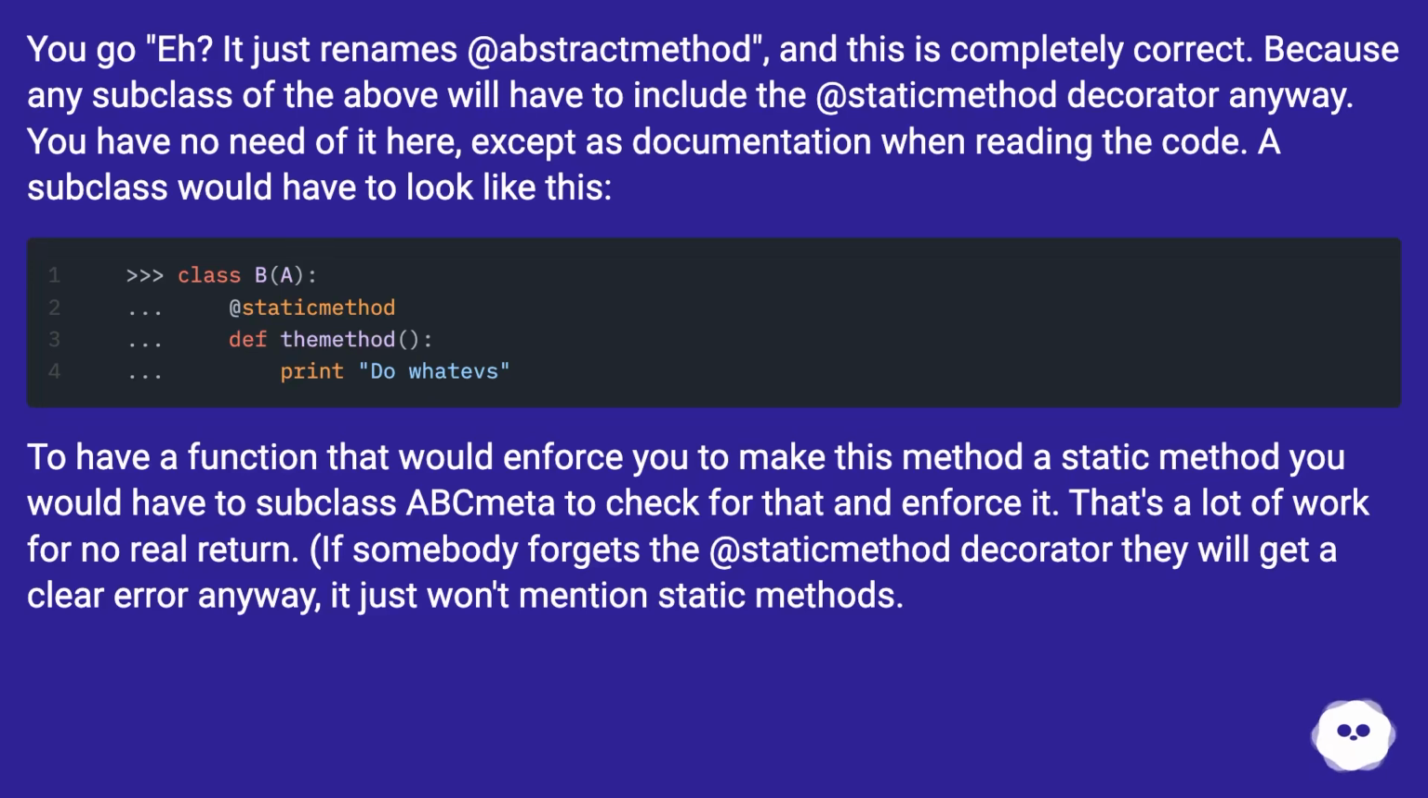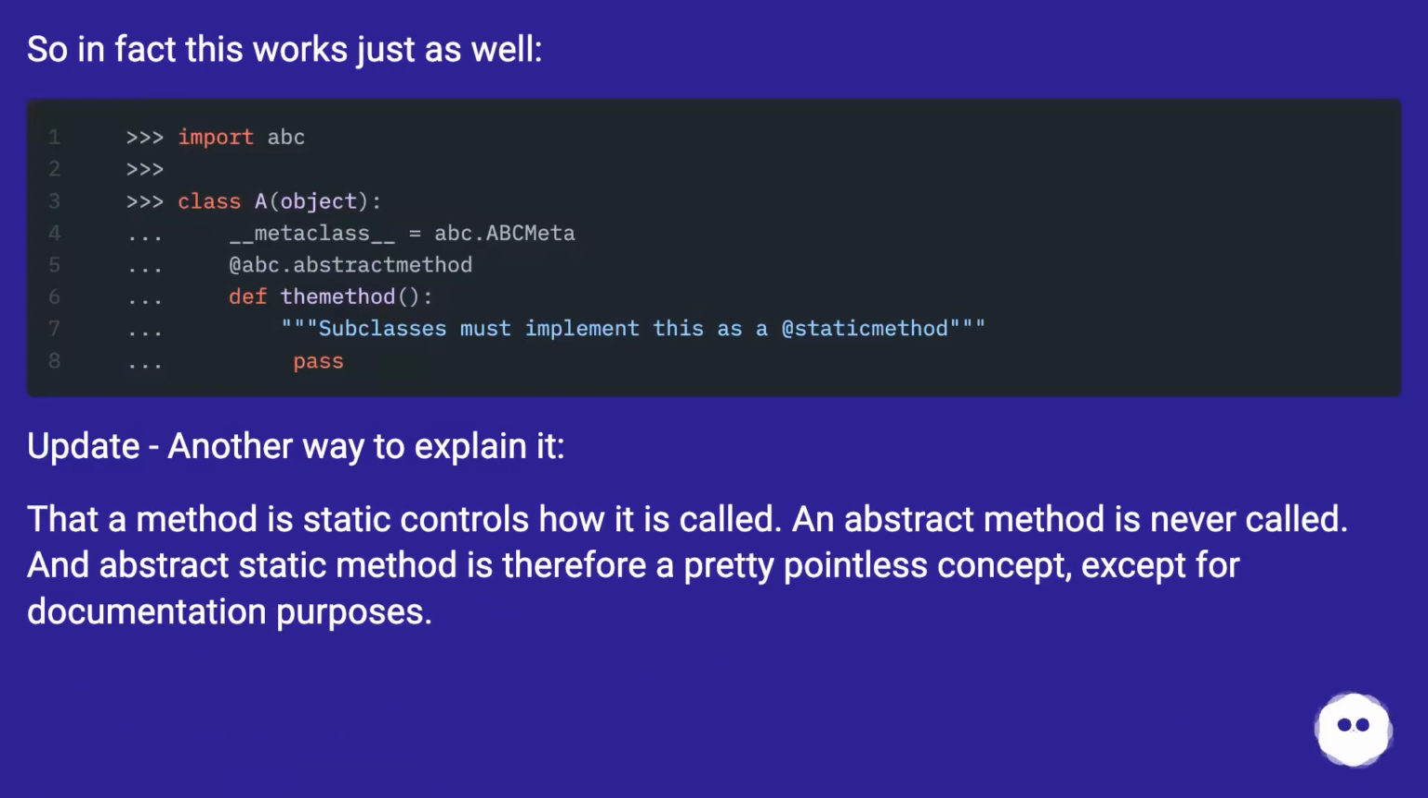To have a function that would enforce you to make this method a static method, you would have to subclass abc.abstractmethod to check for that and enforce it. That's a lot of work for no real return. If somebody forgets the staticmethod decorator, they will get a clear error anyway, it just won't mention static methods. So in fact this works just as well.